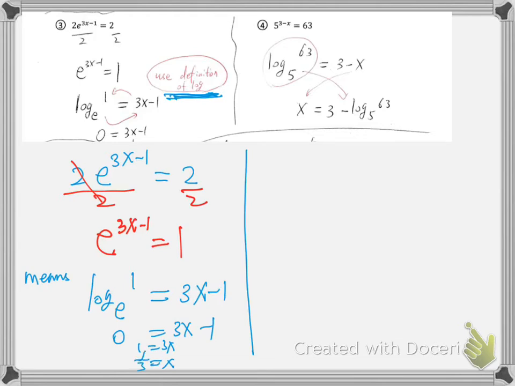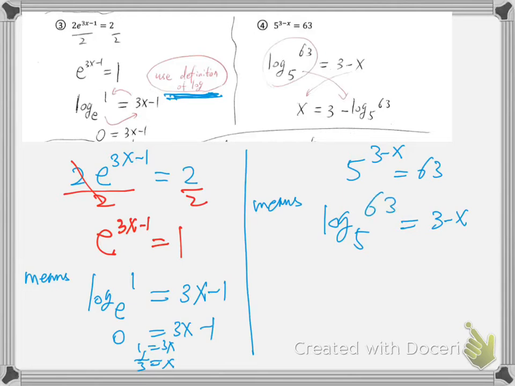Okay, so you can use log. The other one, 5 to the 3 minus x is 63. So you cannot change 63 to a power of 5, right? 5 squared is 25, 5 cubed is 125, which is too big. Then we use log notation. So we change it to log base 5, exponent 3 minus x, and then the power inside.